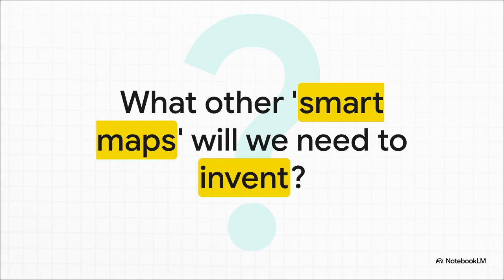And that leaves us with one final thought. HNSW is a brilliant map for the kind of data we have today. But as data becomes even more valuable, more complex, what new kinds of smart maps and navigational tools are we going to need to invent to explore the digital worlds of tomorrow?